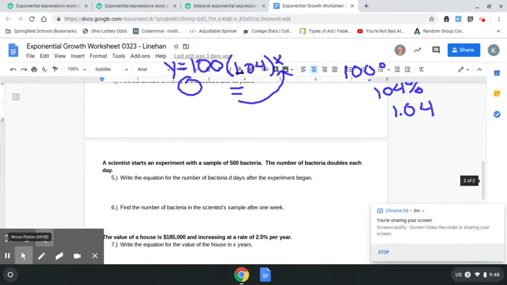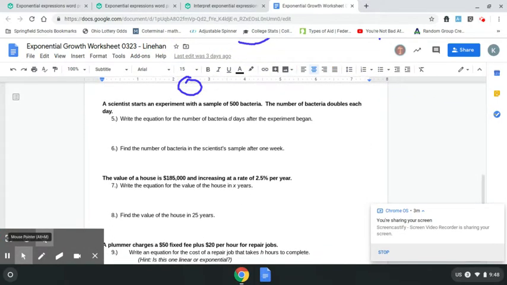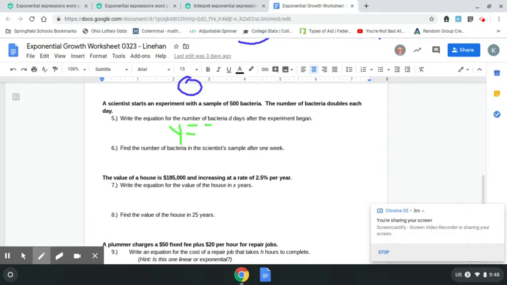How about 5 and 7? Now, this one, we got to be careful. This one refers back to the stuff that we were doing last week, because in this case, it's not a percent growth problem. It says it actually doubles each and every day. So again, this one is going back to what we were doing last week. We'll go green this time. Y equals, the initial amount was 500. It doubles, so our growth factor is 2 raised to the x power.